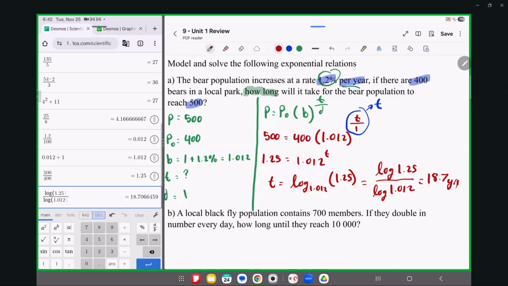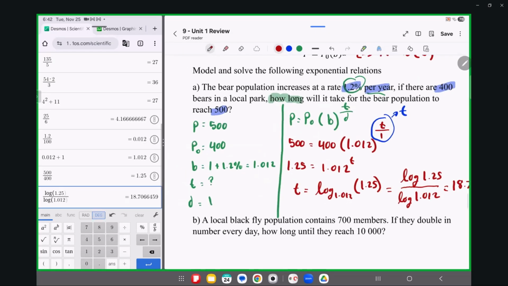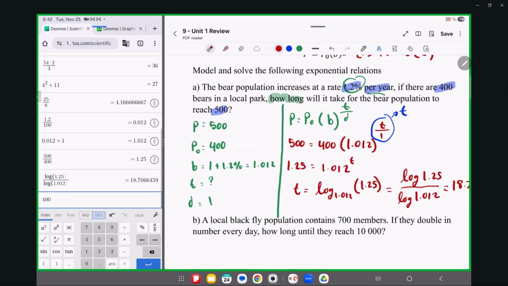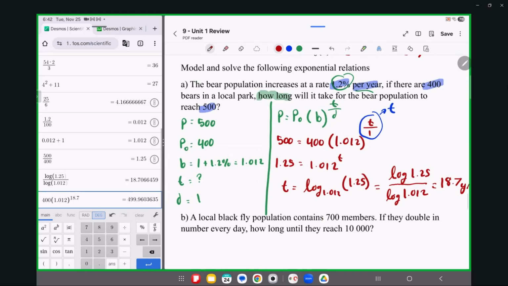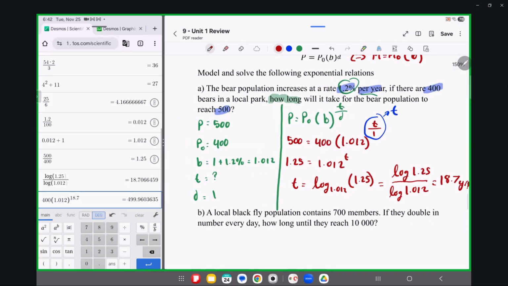And we can test to see if this works. So in the original, if we take 400 and multiply by 1.012 to the power of 18.7, we get 499.96, also known as 500 bears in the park.